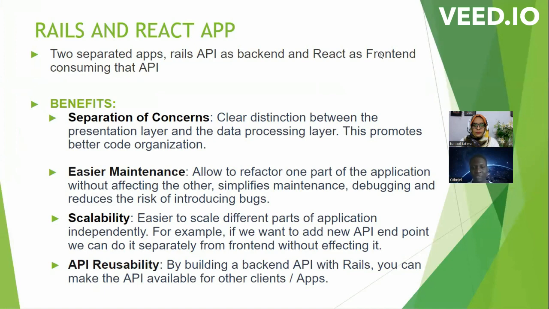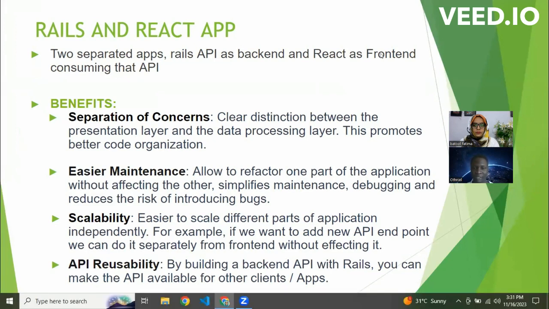For example, we could add a new API endpoint and do it separately from the front end without affecting it. It's also easier to maintain because we can refactor code on the front end and it's not going to affect the back end. And in the same way, we can also refactor code on the back end. It's not going to affect or introduce bugs to the front end.